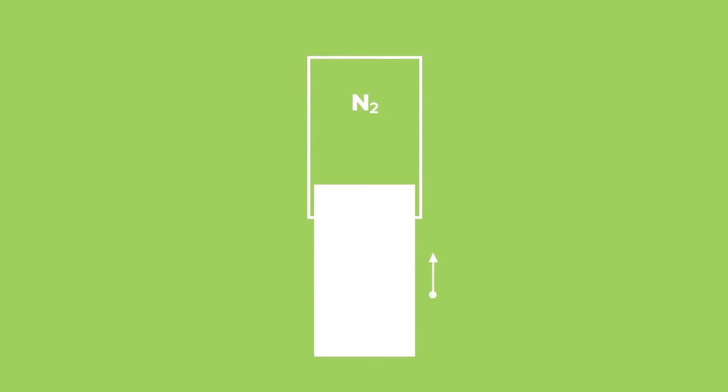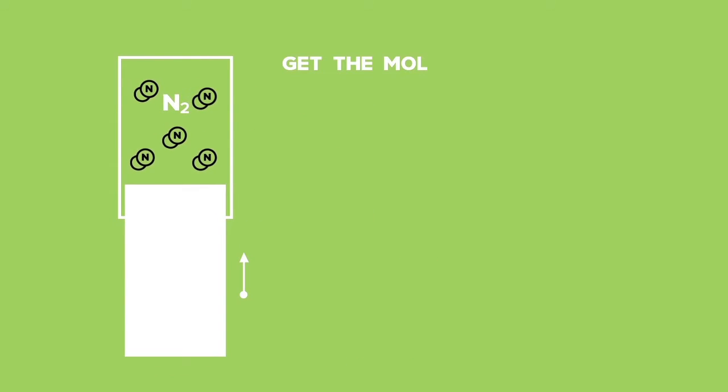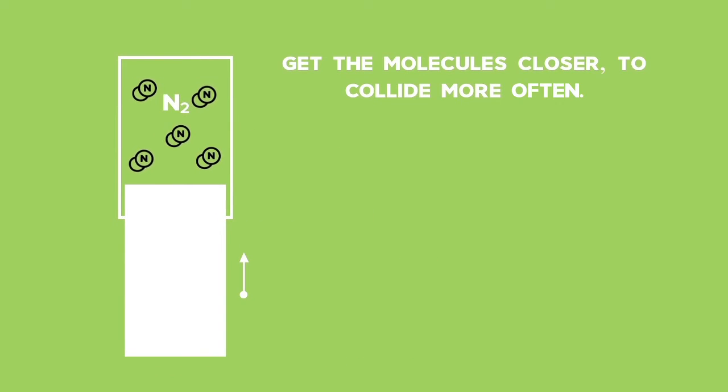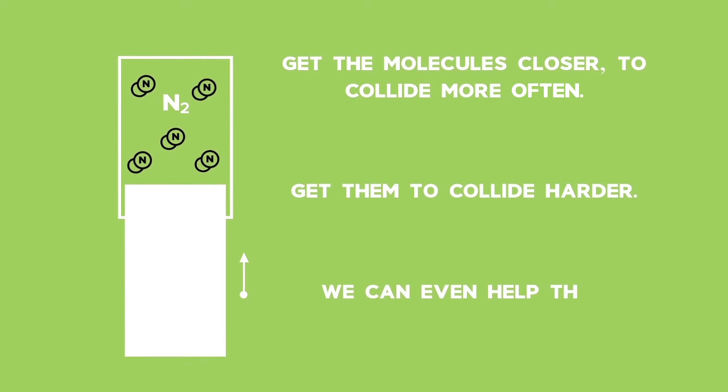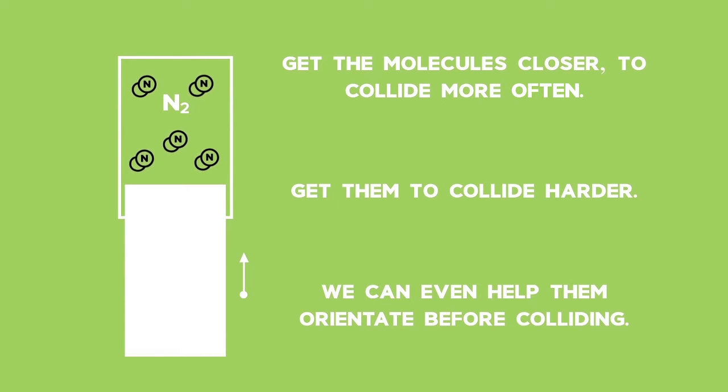So, when you are trying to get nitrogen or any other chemical to collide more effectively, we need to do several things. Make sure we get the molecules closer to collide more often and get them to collide harder. We can even help them orientate before colliding.